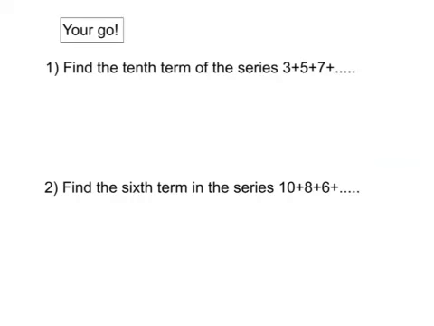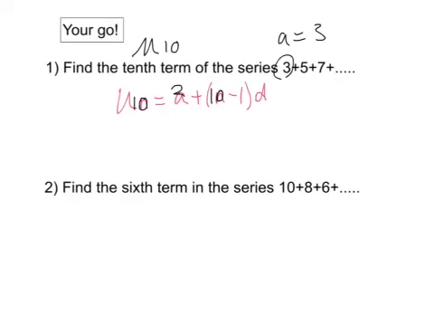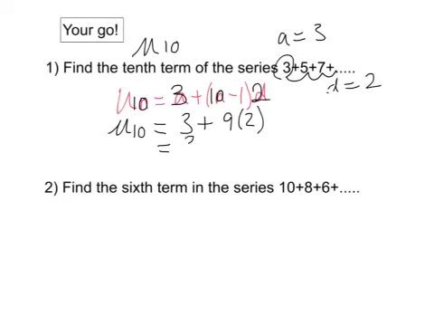Find the 10th term of the series. u to the n equals a plus n minus 1 d. Okay, what do we know that we can fill in? So the 10th term means we're finding when n is 10, but I'm going to call it u to the 10. So wherever I have an n, I've now got a 10. The a is 3, so he's going in here. The difference is 2, that's what they're going up by. And let's work all of that out. So u to the 10 is 3 plus 9 times 2, which is 3 plus 18, which is 21.